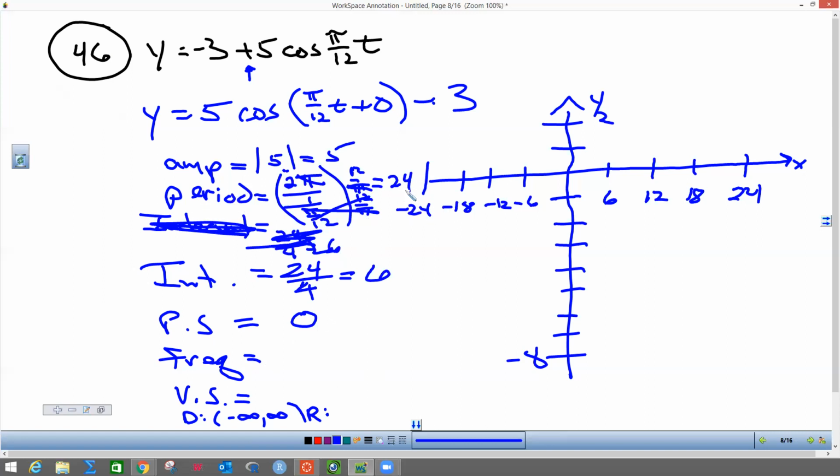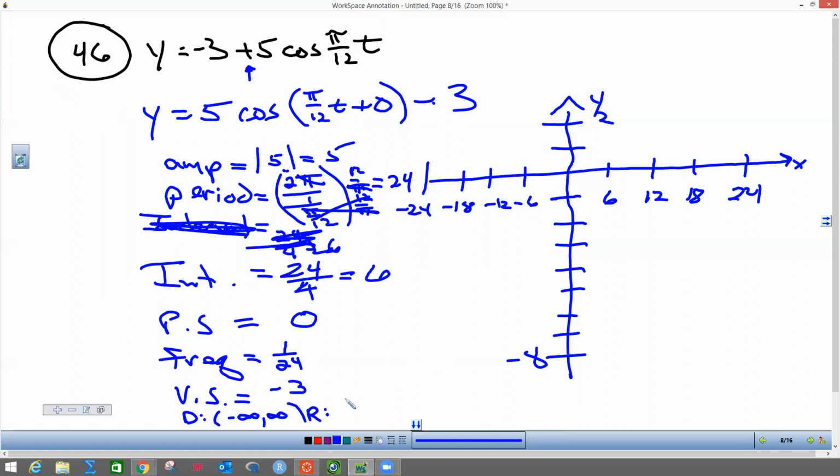Reciprocal. This is 24 over what? How can I make 24 a fraction? How do you make any number a fraction? Put it over what? 1. So if I flip that upside down, what's my frequency? 1 over 24. What's the vertical shift here of this?